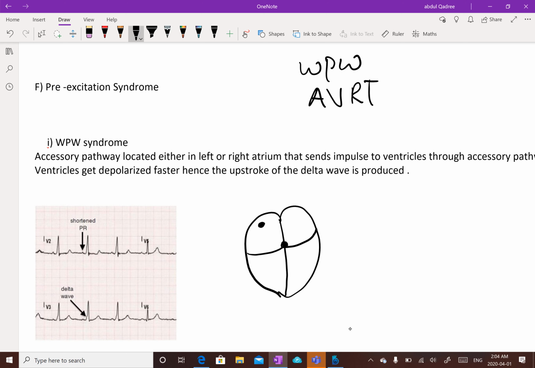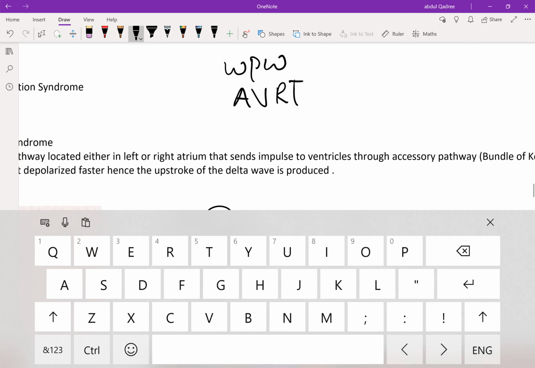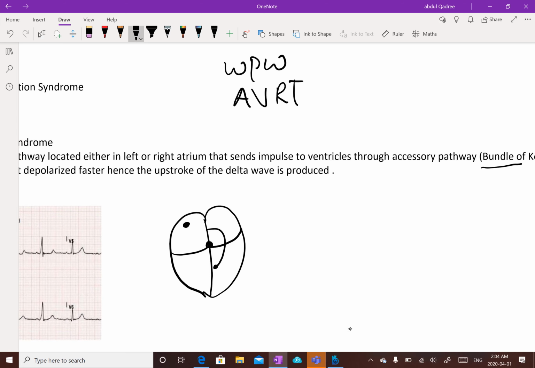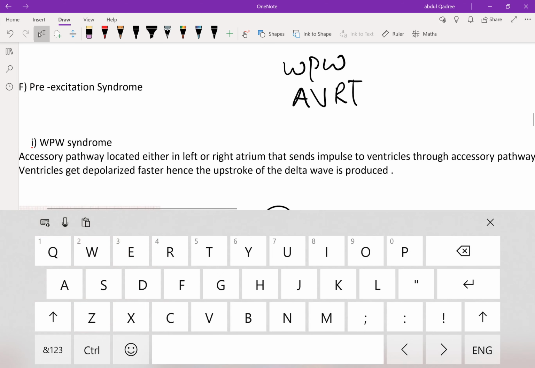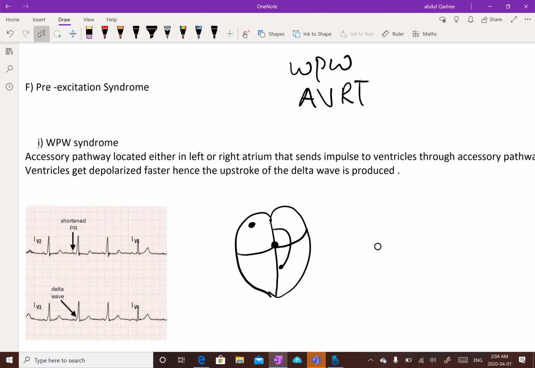It's usually an accessory pathway, a connection between the atria and the ventricle. It's known as the bundle of Kent. I have mentioned it here for you guys, the bundle of Kent.